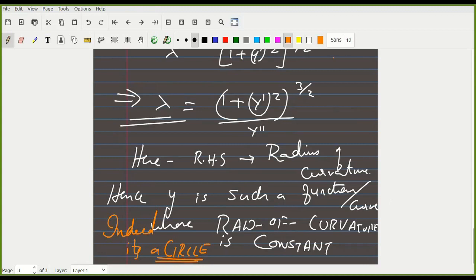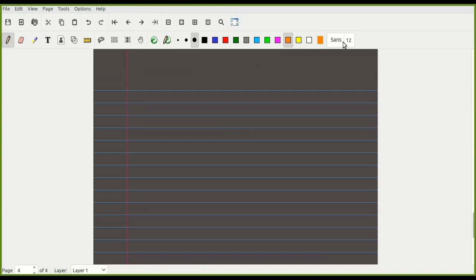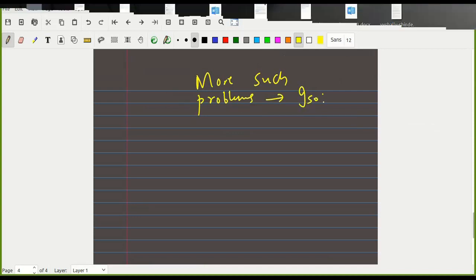So I'm idealizing it to be a one-dimensional curve, and that curve has to close up like a circle. Only then it will enclose maximum area. That's what the problem is about. So this is the isoperimetric problem for you. Now let me just talk in the next 2-3 minutes about some more such problems under the guise of isoperimetric problems.